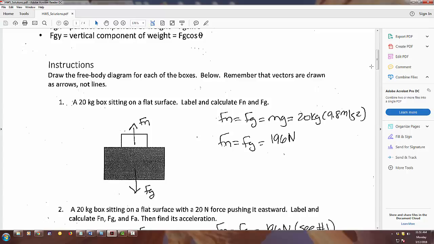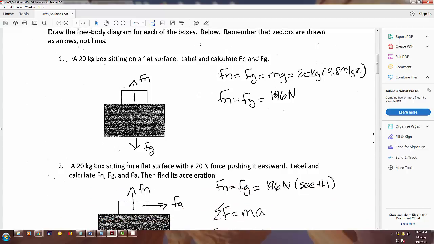For a box that's just sitting on the table, the box is in equilibrium, so all the forces on that box add up to 0. In this case, the only two forces would be the weight of the box pushing down on the table and the table pushing back up on the box. So I drew both my forces about the same length. They're equal to each other, which means they're both equal to mass times gravity. And in this case, they're both equal to 196 newtons.